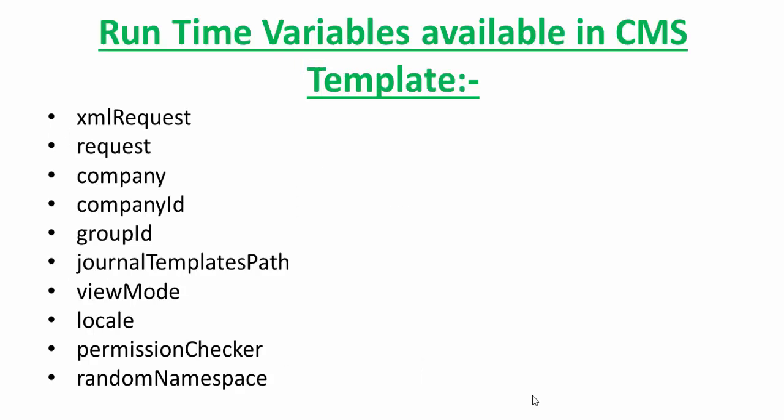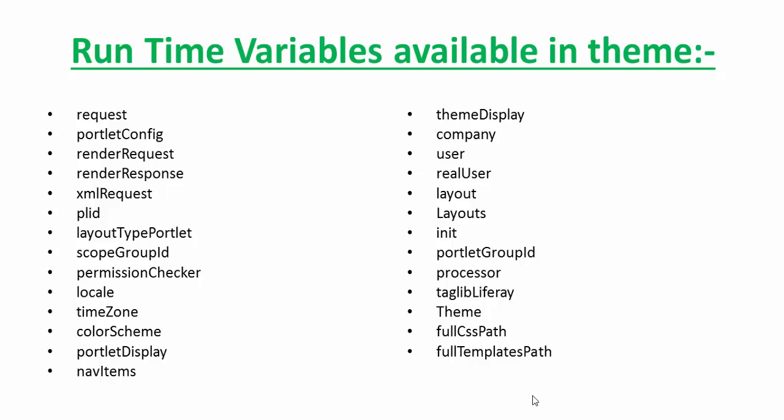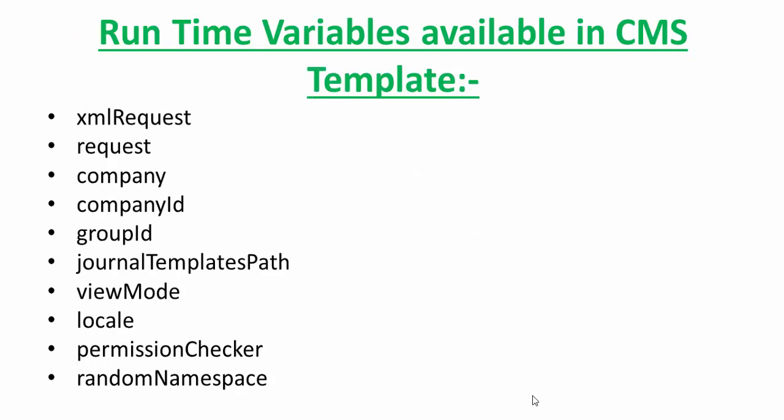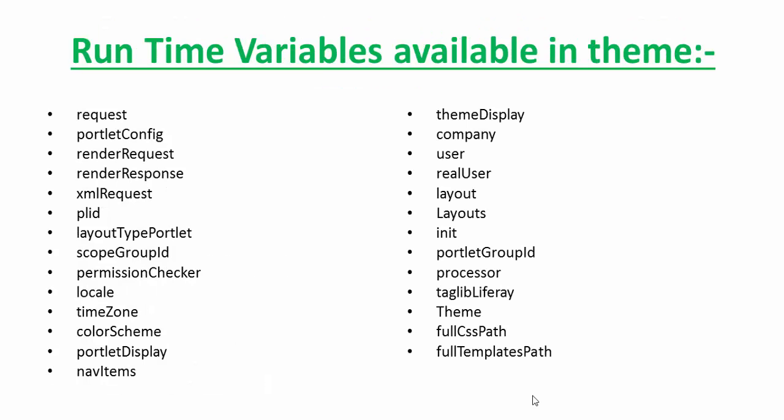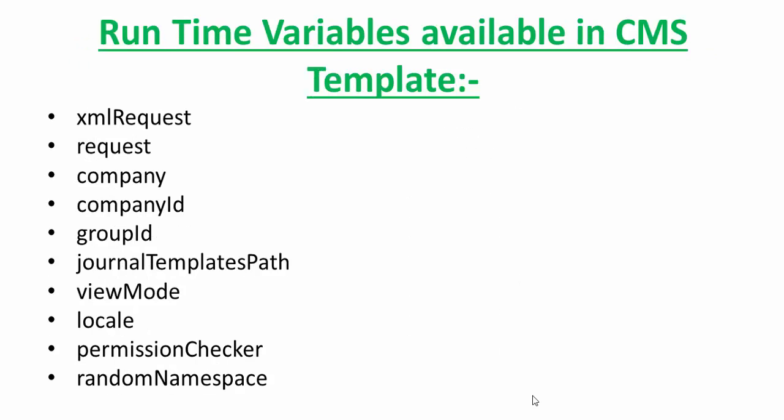But you can also see these variables are available in the theme VM file but not in CMS templates. So if you want to get something like the username there, you can use the permission checker because the user object is not available inside CMS templates. So that's it for now.